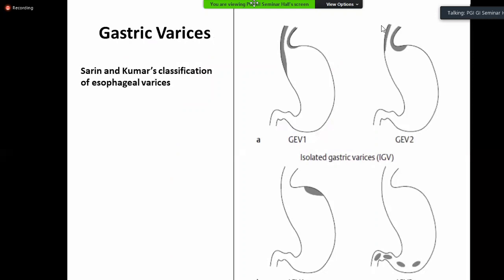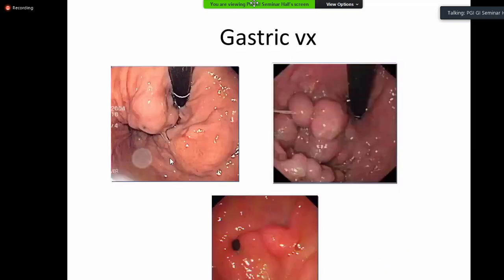Now we have the Sarin's classification of gastric varices, GOV1 along the lesser curvature, GOV2 along the greater curvature. Then you have isolated gastric varices, IGV1, and IGV2 is ectopic varices in the antrum or anywhere else you describe. So this is an example of varices along both the curvatures, lesser and greater curvature. These are the varices along the greater curvature, only isolated gastric varices.